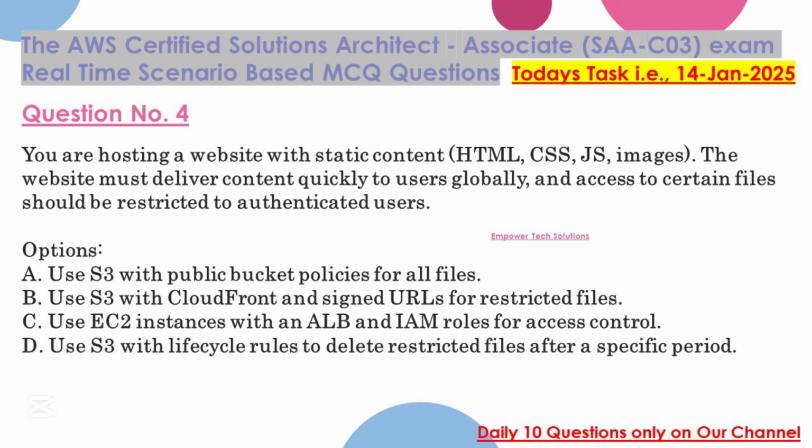Options: A. Use S3 with public bucket policies for all files. B. Use S3 with CloudFront and signed URLs for restricted files. C. Use EC2 instances with an ALB and IAM roles for access control. D. Use S3 with lifecycle rules to delete restricted files after a specific period.